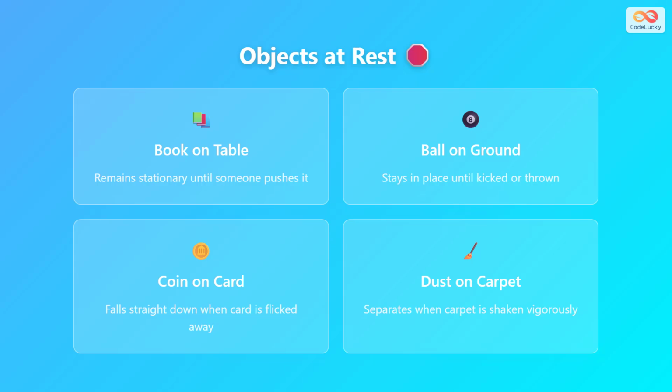Similarly, when you shake a carpet vigorously, dust particles separate from it because they tend to stay at rest while the carpet moves. All these examples show that objects at rest will remain at rest unless a force acts on them.